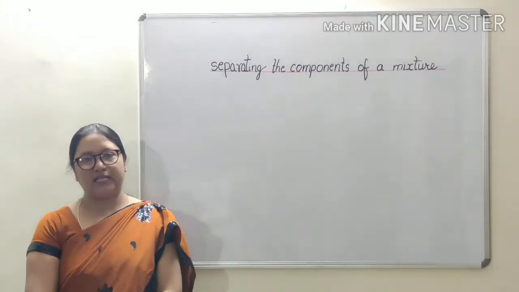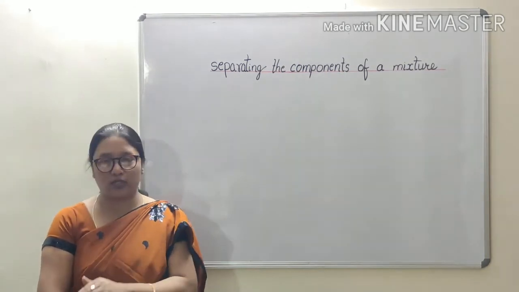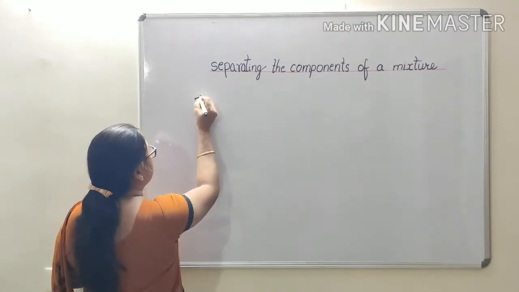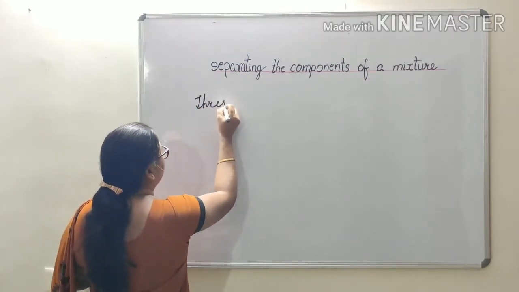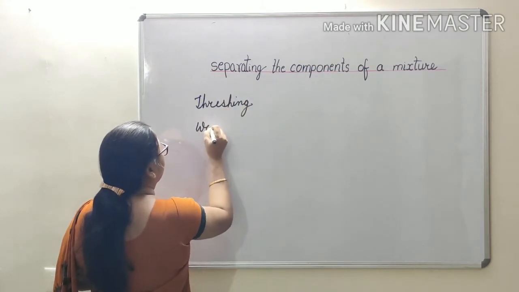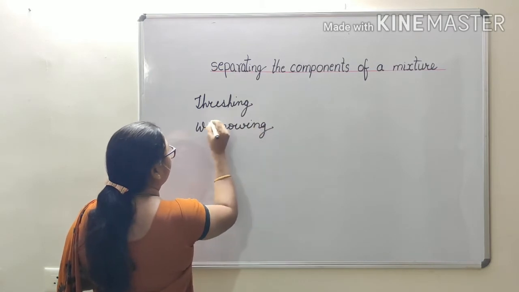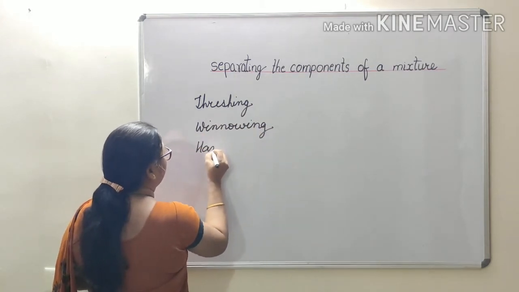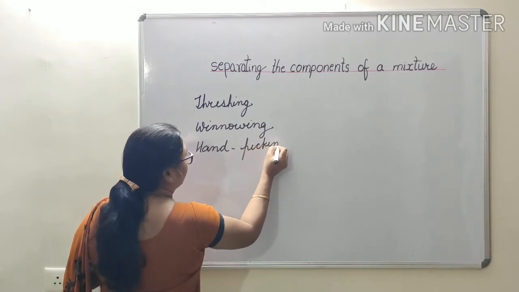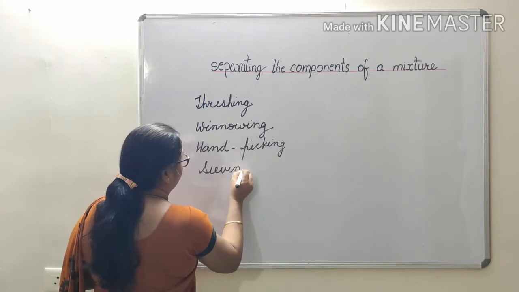So first we will see separating solid from other solids. For this there are three methods. First is threshing, winnowing, hand picking and sieving.